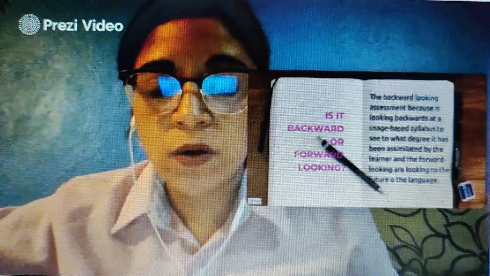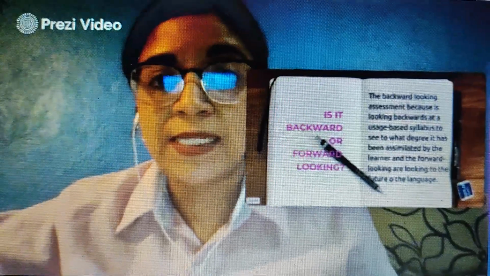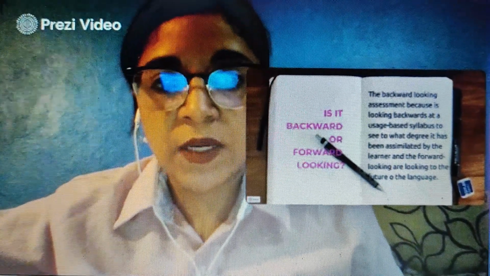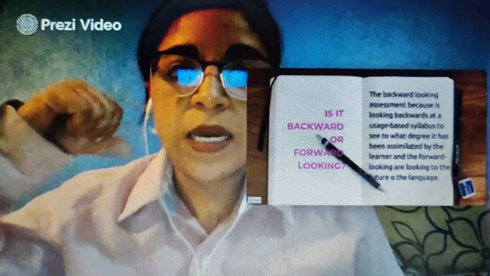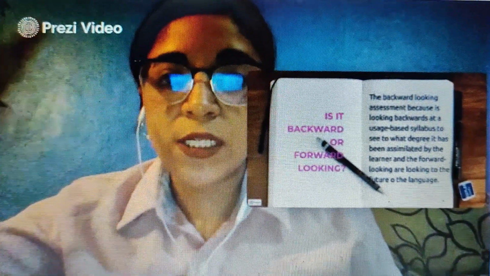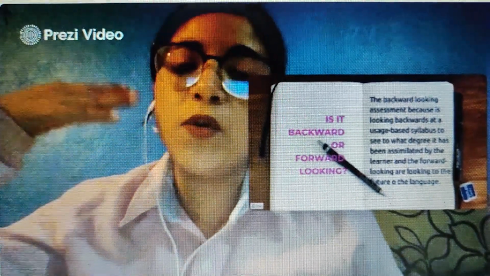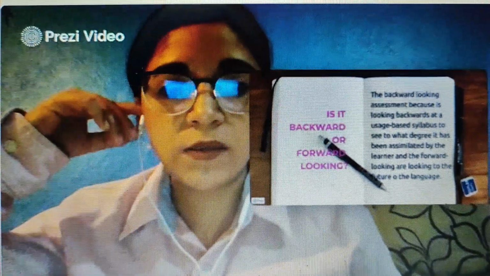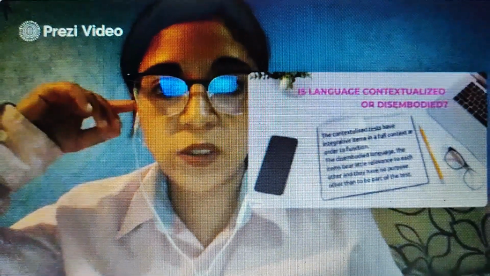Now, the backward or forward-looking test. The backward-looking test is called like that because it's looking backwards. I use it based on the syllabus to see to what degree it is being assimilated by the learners, and the forward-looking tests are looking to the future of the language. I think that is very, very simple to understand.